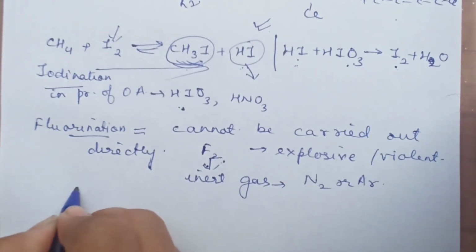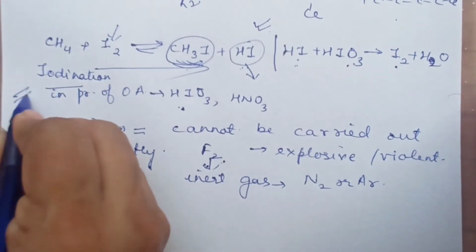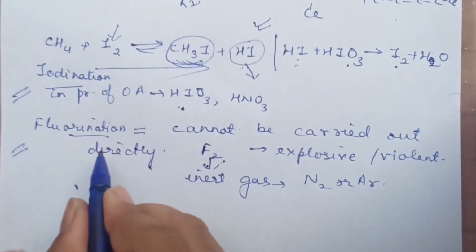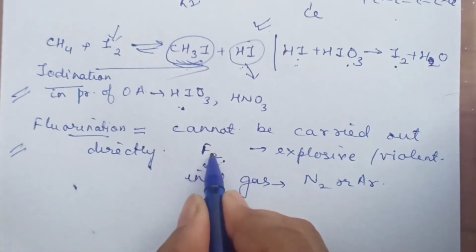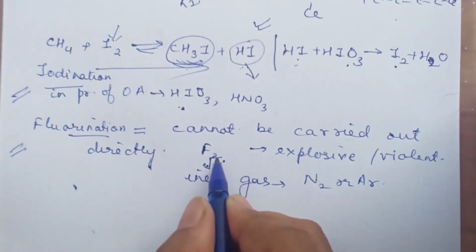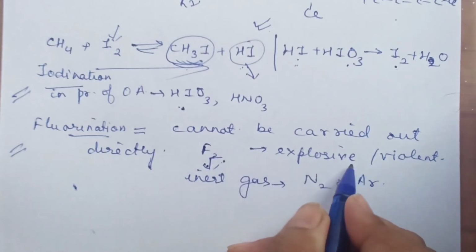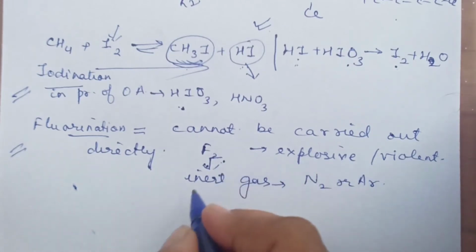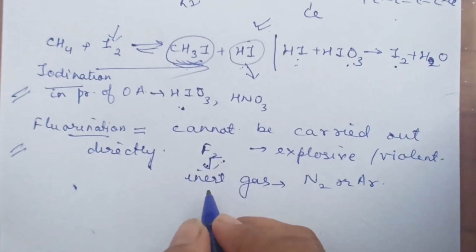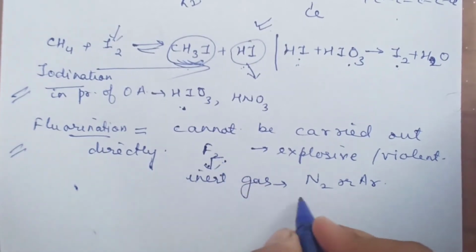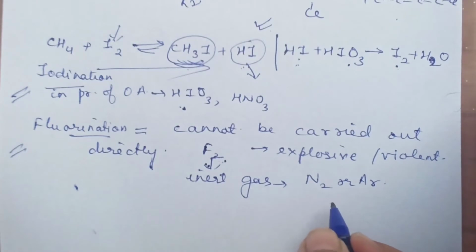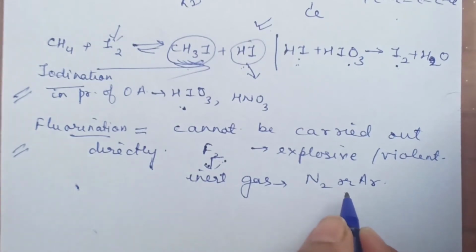This is the next reason question I have discussed here. Fluorination cannot be carried out directly because the fluorine bond dissociation enthalpy is very less. The reaction is explosive, a violent reaction. So it is to be carried out either with halogen exchange, which we are going to discuss, or fluorine should be diluted with some inert gas to reduce its reactivity, then this can be done. Halogen exchange also we will be discussing shortly.